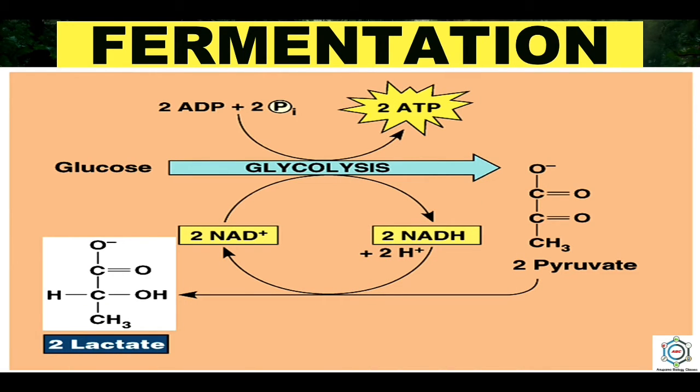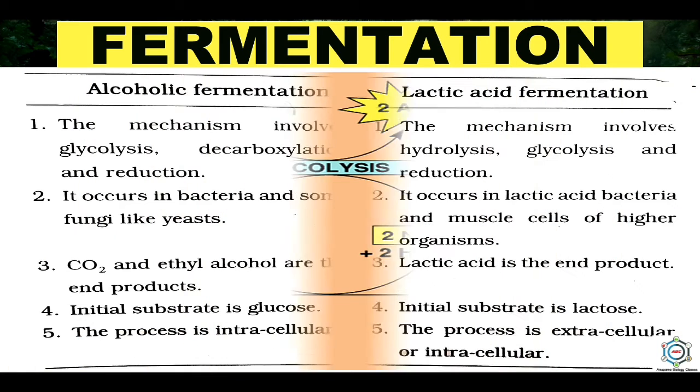The pyruvic acid is reduced to lactic acid by NADH plus H plus in the presence of the enzyme lactic acid dehydrogenase. So in this case, conversion of pyruvic acid into lactic acid. So this is the process of lactic acid fermentation.